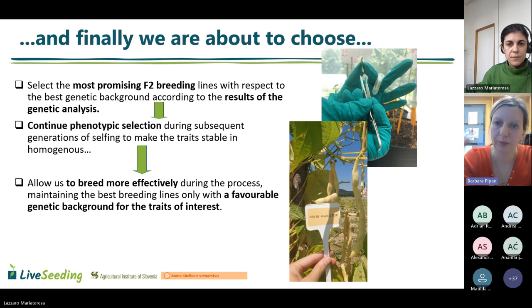So with the combination of phenotypic selection before F2 and in F2, together with marker-assisted selection, we can go further with a decreased number of breeding lines, which are the most promising ones and have the favorable genetic background and the favorable traits of interest, which are visually expressed on the plant. This allows us to breed more effectively during the process, maintaining only the best breeding lines with a favorable genetic background for the trait of interest.